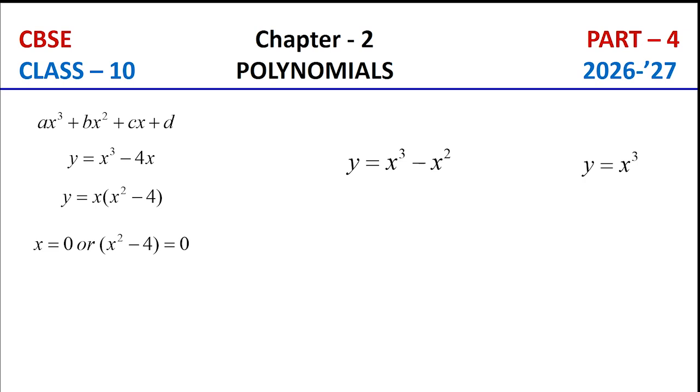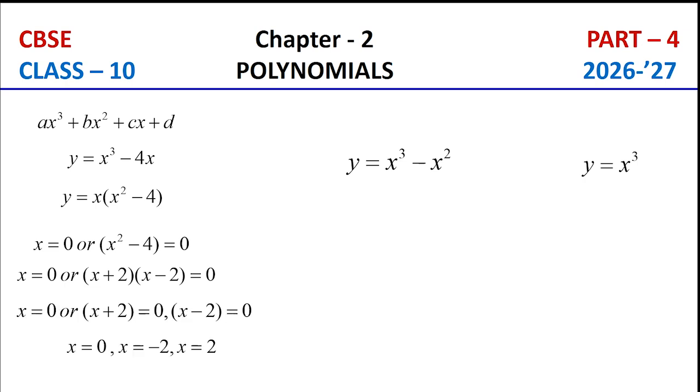And we need to find the zeros. Zeros means y equal to 0, or the right side will be 0. That means x into x square minus 4 will be 0, or each term will be 0. x equal to 0 or x square minus 4 equal to 0. x square minus 4 equal to 0 means x plus 2 into x minus 2 is 0. So each term will be 0. That means x equal to 0, x equal to minus 2 and x equal to plus 2. Here three zeros are there. So this cubic polynomial has three zeros.